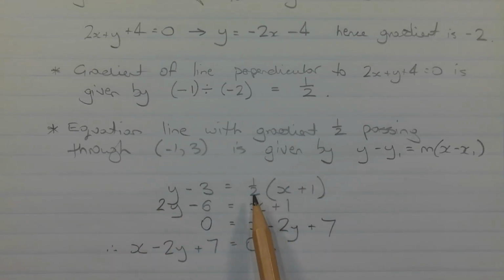Multiplying all terms by 2 to eliminate this fraction here, we get 2y - 6 = x + 1. Moving the terms on the left-hand side over to the right-hand side so that the x remains positive, we get 0 = x - 2y + 7. And then expressing this equation so that we have the 0 on the right-hand side and all other terms on the left-hand side so that it's in general form, we get the equation of the line that's perpendicular to 2x + y + 4 = 0 is x - 2y + 7 = 0.